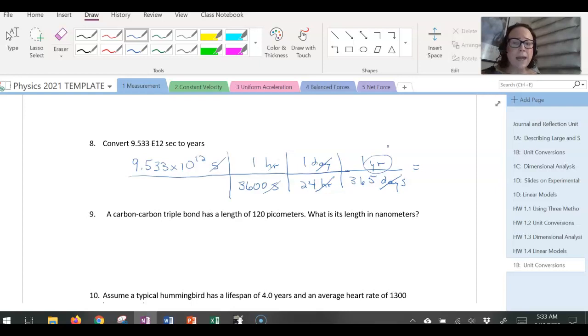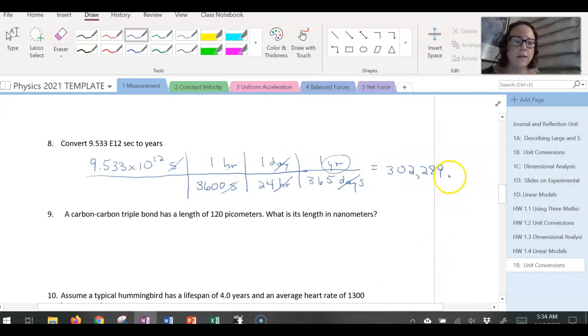And so to do this math, I take the 9.533 times 10 to the 12th, I divide by 3,600, and then I divide by 24, and I divide by 365. And so I get 302,289 years. This was a lot of seconds. Okay.